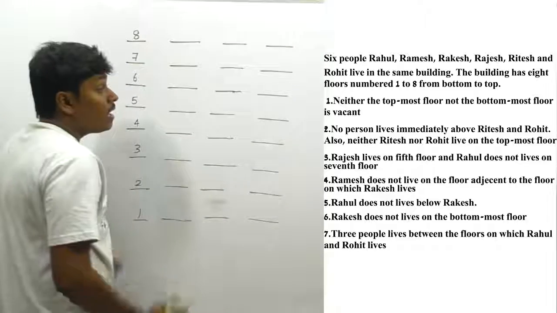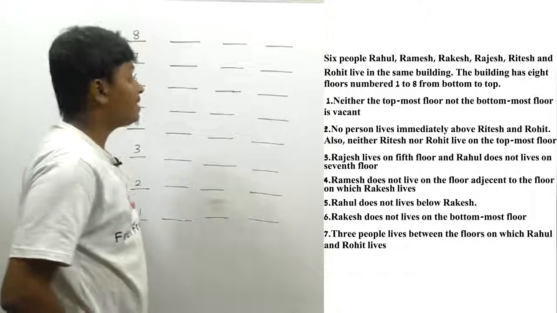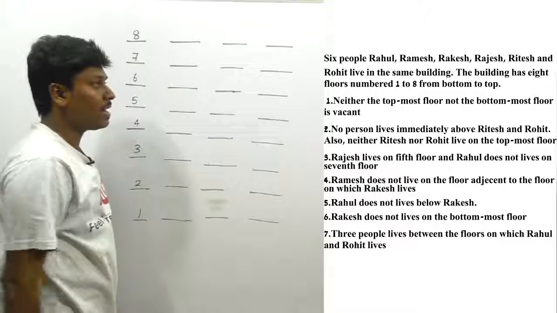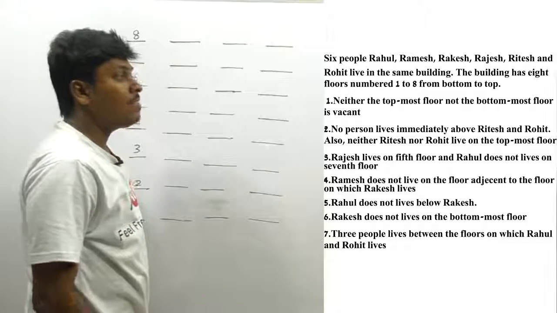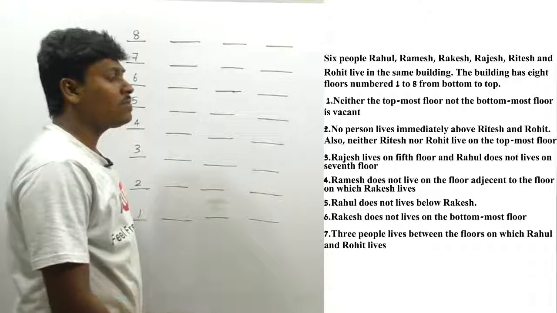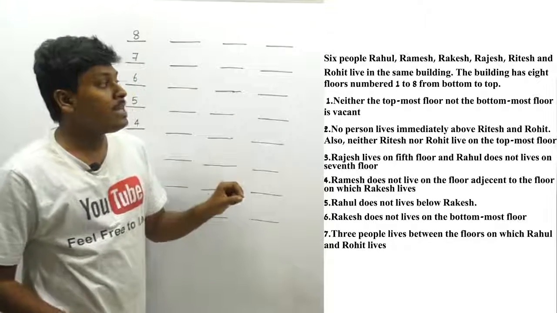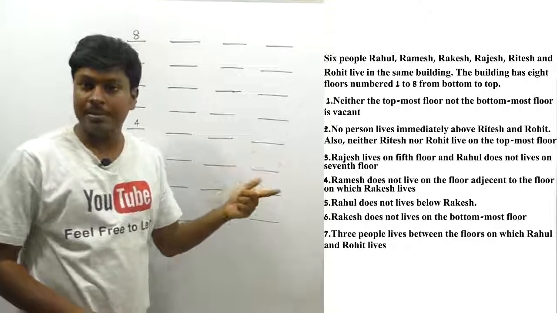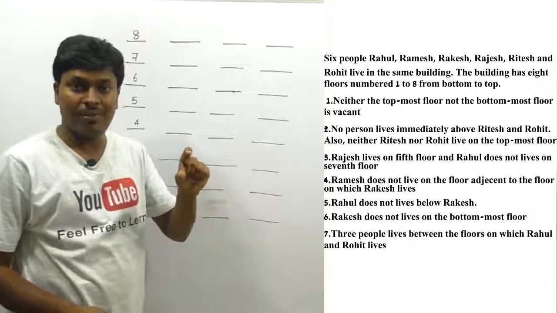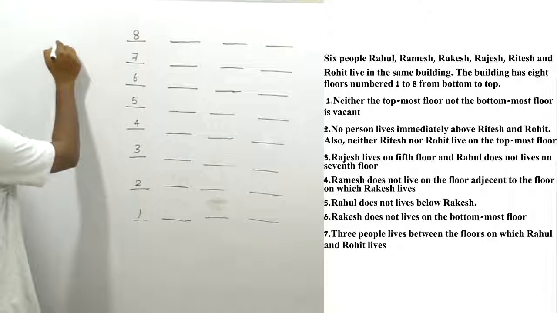What are they saying? Neither the topmost floor nor the bottommost floor is vacant. Friends, they have said that the topmost floor is not vacant and the bottommost floor is not vacant, right? No person lives immediately above Ritesh and Rohit. Neither Ritesh nor Rohit lives on the topmost floor. Listen carefully: no person lives immediately above Ritesh. What does that mean? Then definitely we can say that above Ritesh there is a vacant floor.